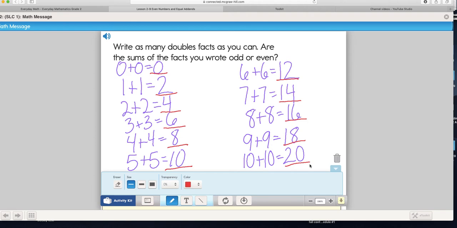So doubles facts, put your marker and eraser and board away, Levi. Doubles facts are all going to have even sums or even answers because you're adding 2 of the same number.